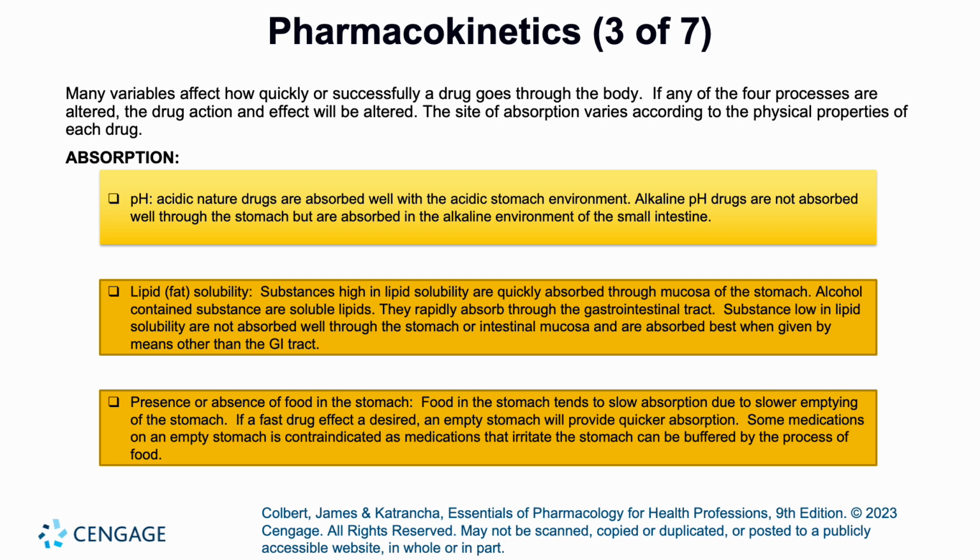Lipid, or fat, solubility. Substances high in lipid solubility are quickly absorbed through the mucosa of the stomach. Alcohol-containing substances are soluble lipids that rapidly absorb through the gastrointestinal tract, whereas substances that are low in lipid solubility are not absorbed well through the stomach or intestinal mucosa, and are absorbed best when given by means other than the GI tract. Other than the GI tract, meaning you're not taking it in a pill form, maybe it's a shot.